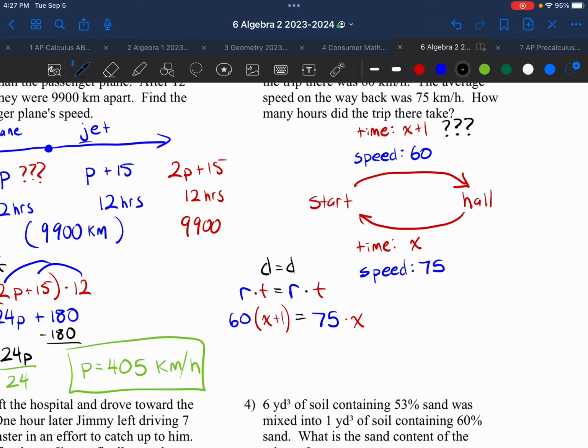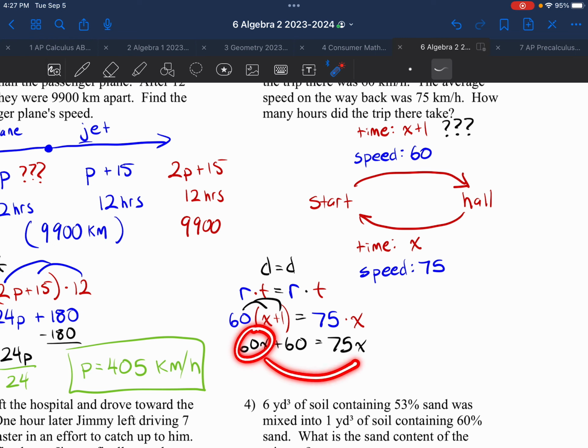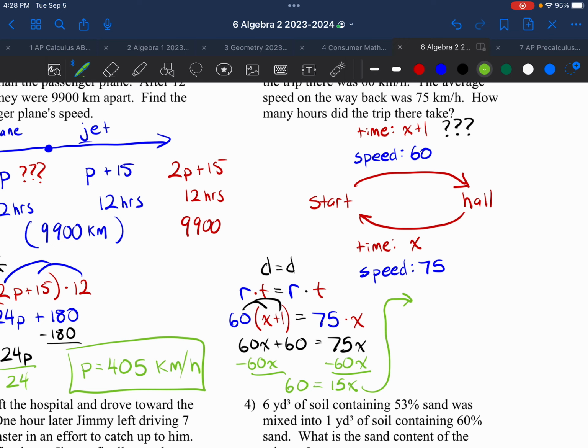So solving for x, let's go ahead and distribute. 60 times x is 60x. 60 times 1 is a positive 60. And over here, 75 times x is 75x. Remember that the left side has a constant on it. The right side has no constant. So the left side must be where the constants live. Let's go ahead and move the variable to the variable side, aka the opposite side of the constants, right? Let's go ahead and subtract 60x on both sides, and I get 60 is equal to 15x. All right, I ran out of room, so let's come back up here.